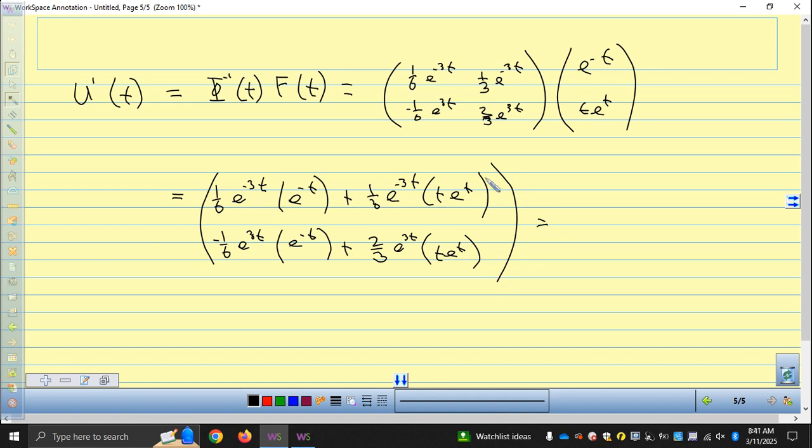And I multiply and simplify, and I get 1/6 e to the negative 4t plus 1/3 t e to the negative 2t, and I get negative 1/6 e to the 2t plus 2/3 t e to the 4t. So that's u prime. I'm going to integrate that to get u.